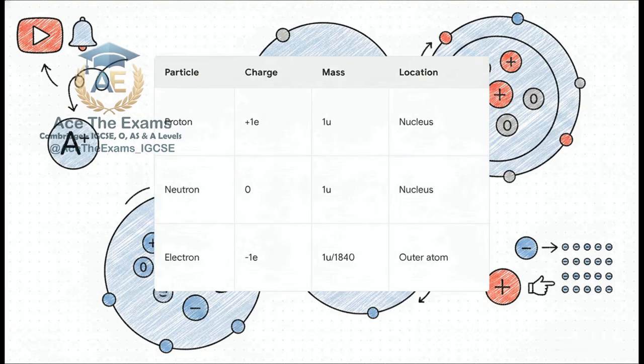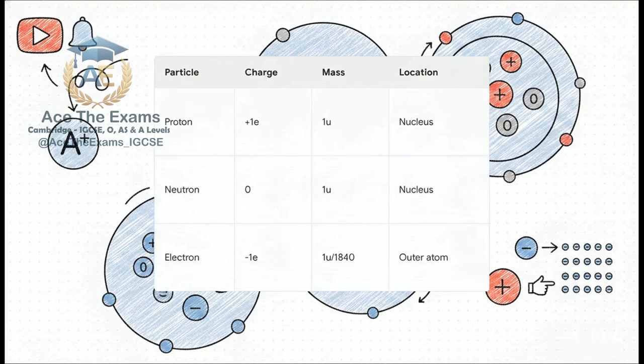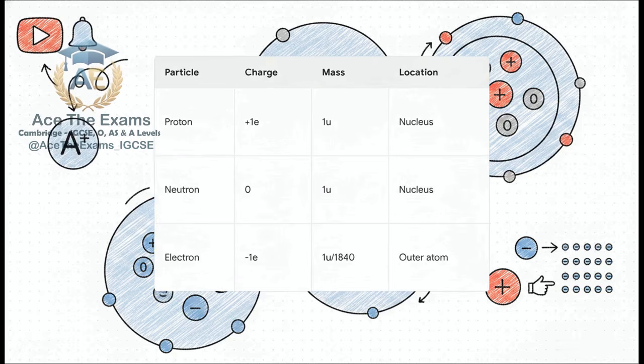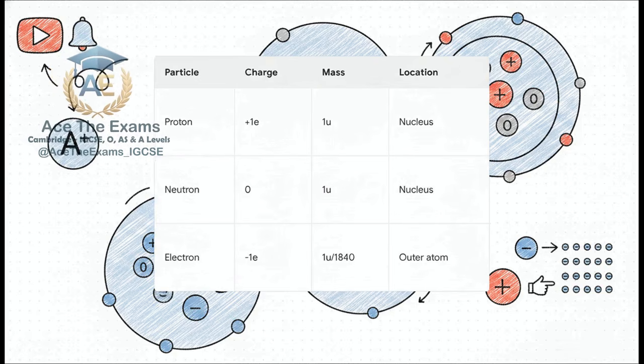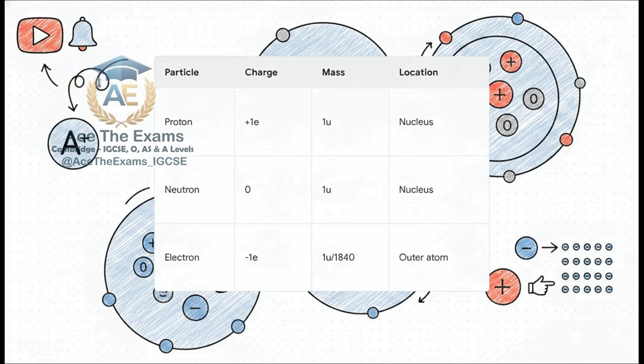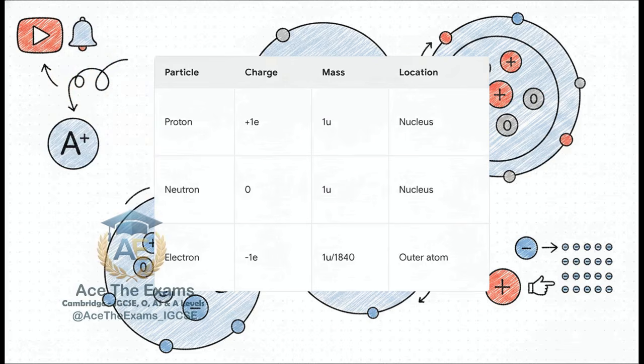A proton carries a positive charge of +1 e, where e is the elementary electronic charge, and it has a mass of 1 unified atomic mass unit, or simply 1u. The neutron, true to its name, is totally neutral. It has 0 electrical charge, but it shares that exact same mass of 1u. Both of these heavy hitters reside firmly inside the nucleus.